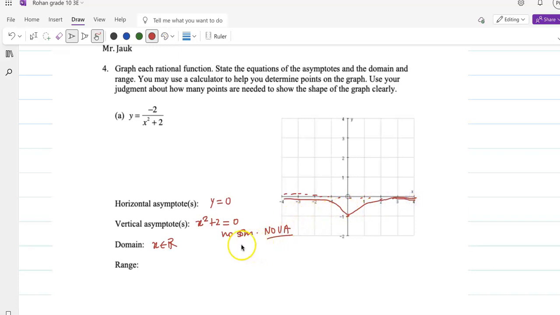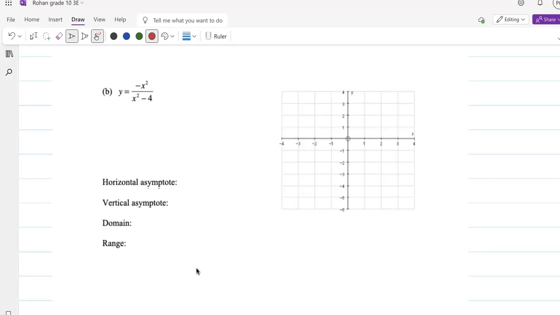Range? Y cannot be equal to 0. Oh, sorry. Range is from -1 to 0. Those are the y values it takes. But it can't be 0, it's a horizontal asymptote. It doesn't touch 0, but it's still included in the range. So I'm writing y is less than 0. It's never equal to 0.